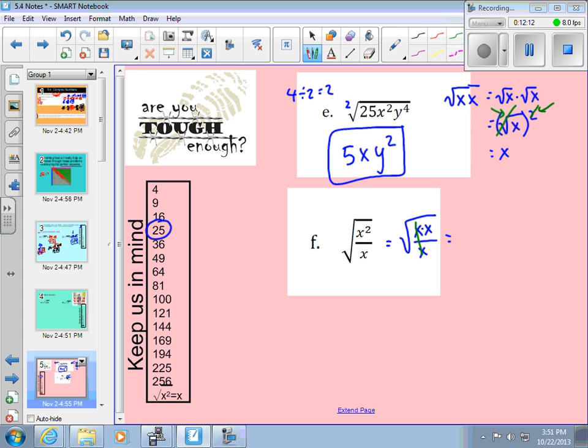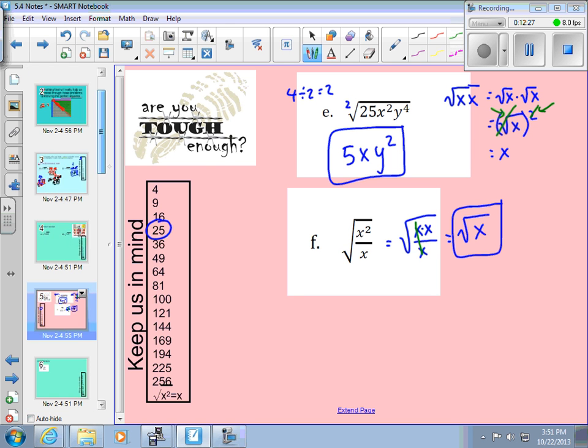Now we don't even have a fraction anymore. All we have left is square root of x. And unfortunately, we can't simplify that anymore. And that's the answer. So if you can simplify fractions before you do the radical, that's the way to go about doing those problems. All right, let's look at a few more.